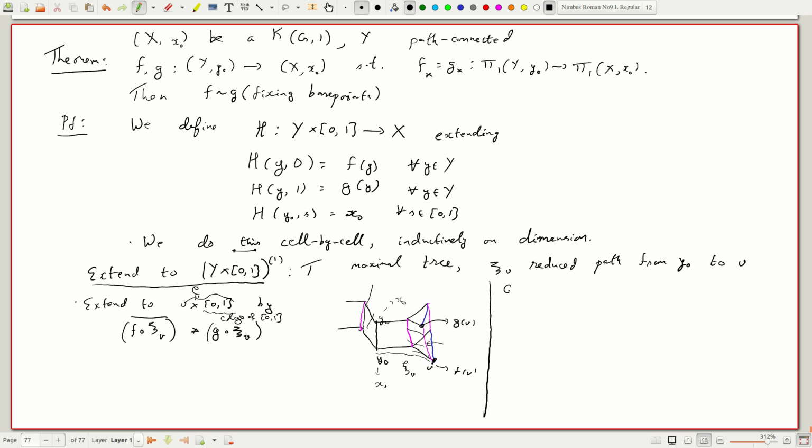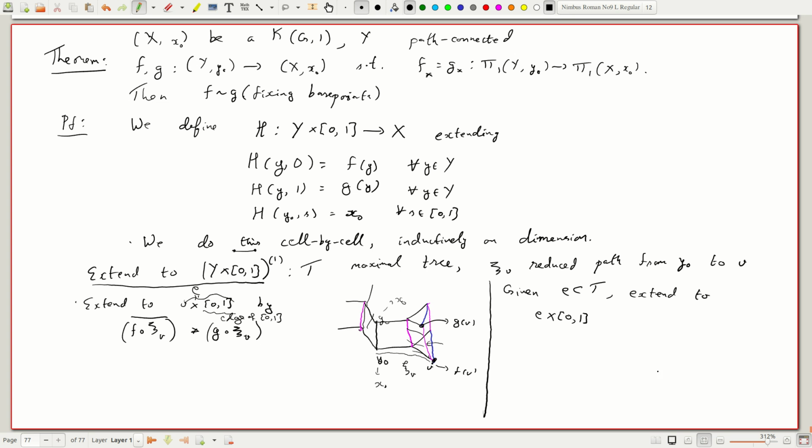Okay, so suppose we are given E in T. It's an edge, so it would be more accurate to say it's contained in T rather than belongs to T. Given an edge contained in T, we are now extending across the 2 skeleton. So we extend to E cross 0, 1.